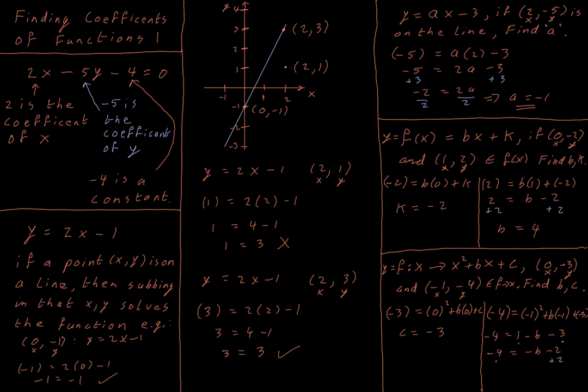And I add 2 to get b by itself. So I have -b is equal to -2. And I want to know what b is equal to, so I have to divide both sides by -1. So therefore b is equal to plus 2. Minus divided by minus is plus. So that is how I can use the fact that I know a point on the line solves the equation to find missing coefficients in simple functions. And that's what we need for right now.